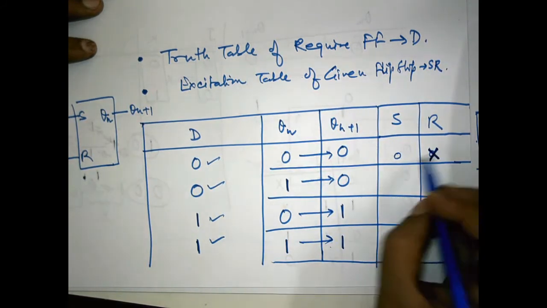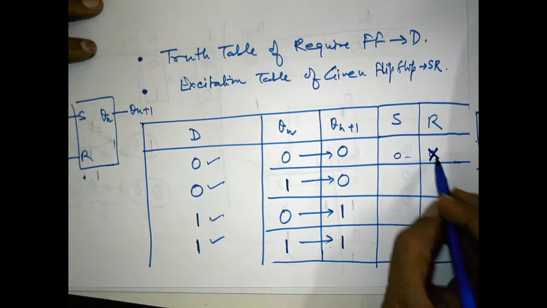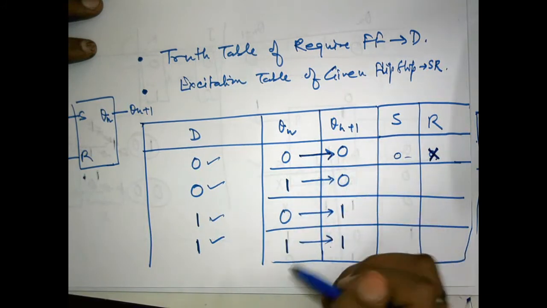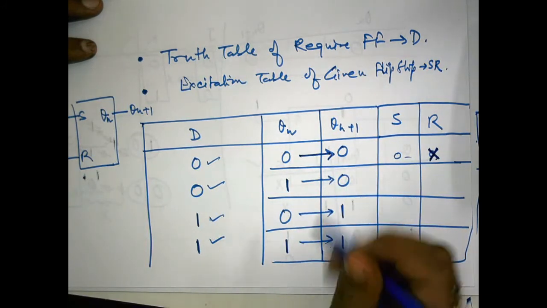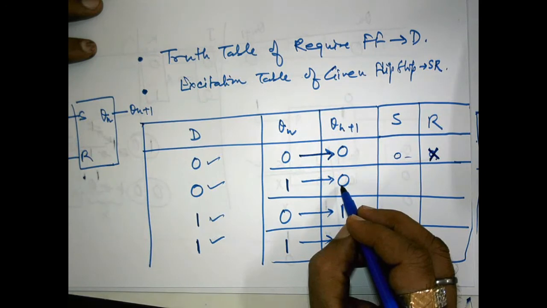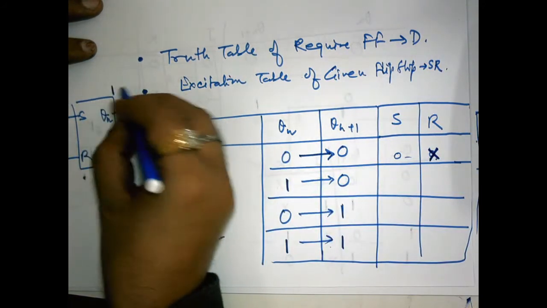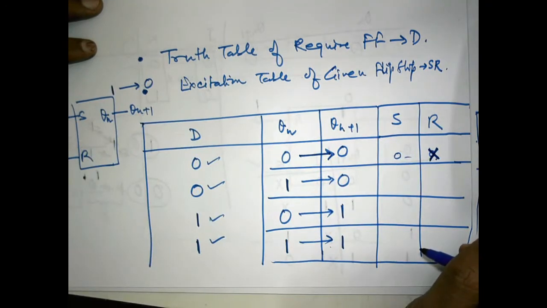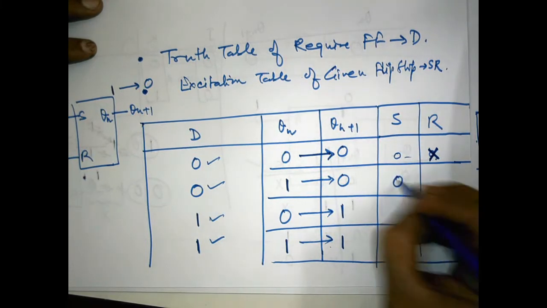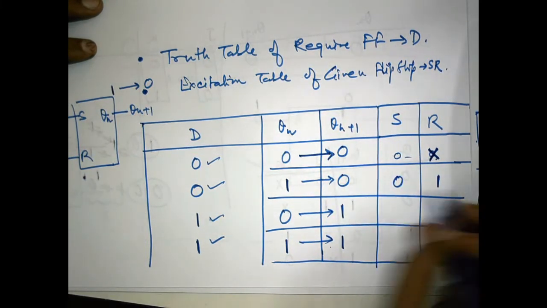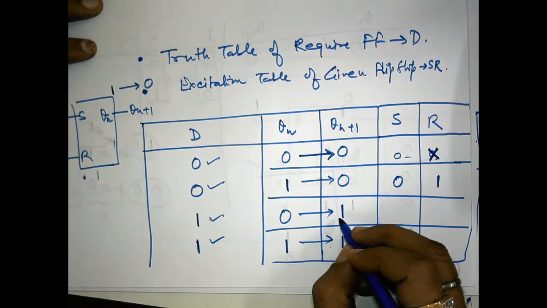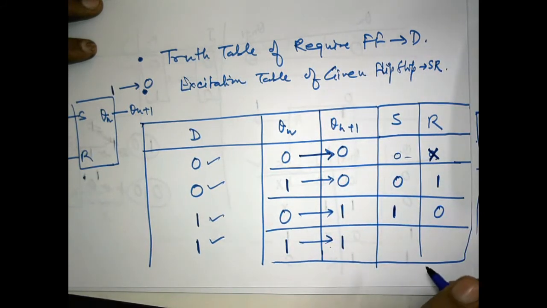If this is applied at S input and this is applied at R input, the SR flip flop is going to show you this transition. Now, to show this transition, what should be applied? 1 is there and it will become 0 in the next state. So definitely 0, 1. And 0 was there and it has to become 1, so 1, 0. And 1 is there and it should remain 1.